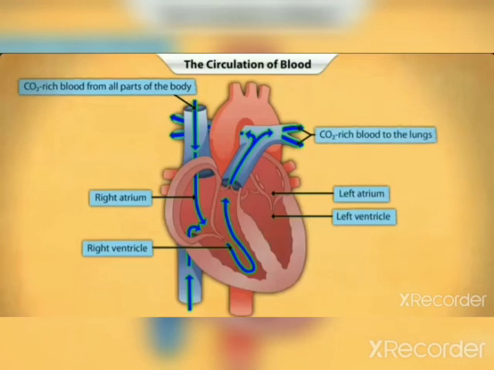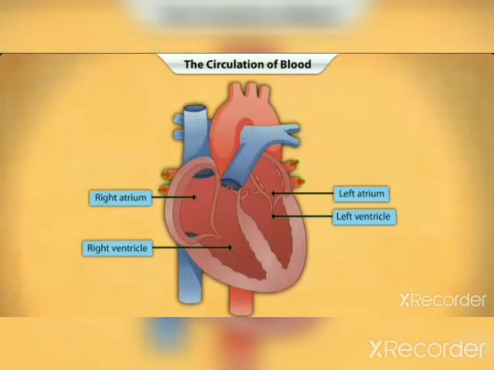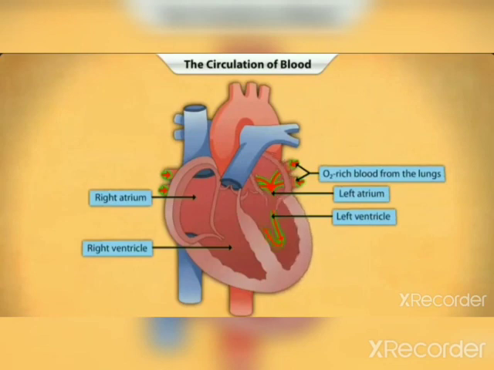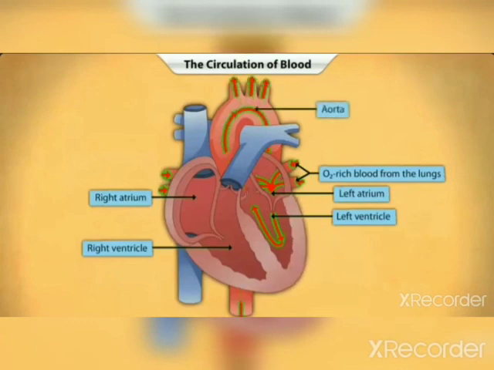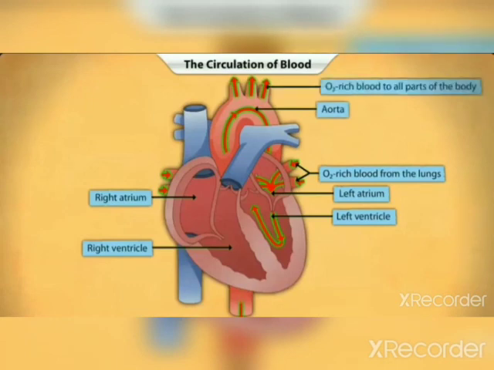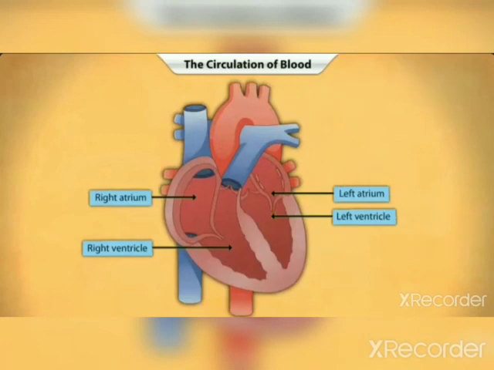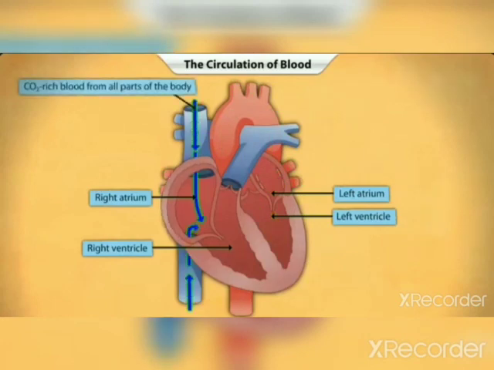carbon dioxide rich blood to the lungs, and in the lungs oxygen is added to the blood, and again through the pulmonary vein it comes to the left atrium. When the left atrium contracts, then blood is transferred to the left ventricle, and from the left ventricle to the aorta. Aorta transports this oxygen rich blood to all parts of the body. So this is all about the human circulation.